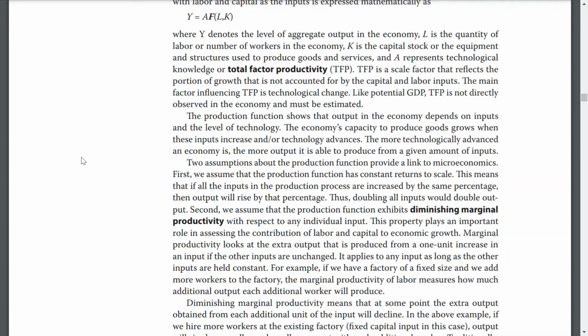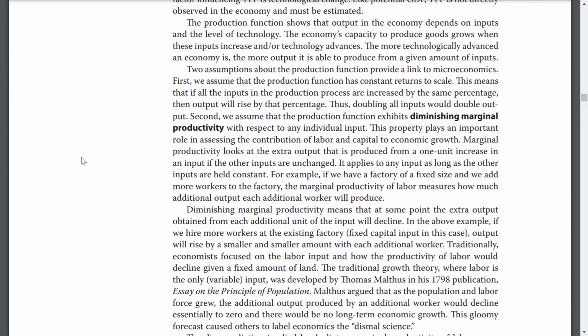First, we assume that the production function has constant returns to scale. This means that if all the inputs in the production process are increased by the same percentage, the output will rise by that percentage. Thus, doubling all inputs will double output. Second, we assume that the production function exhibits diminishing marginal productivity with respect to any individual input. This property plays an important role in assessing the contributions of labor and capital to economic growth.